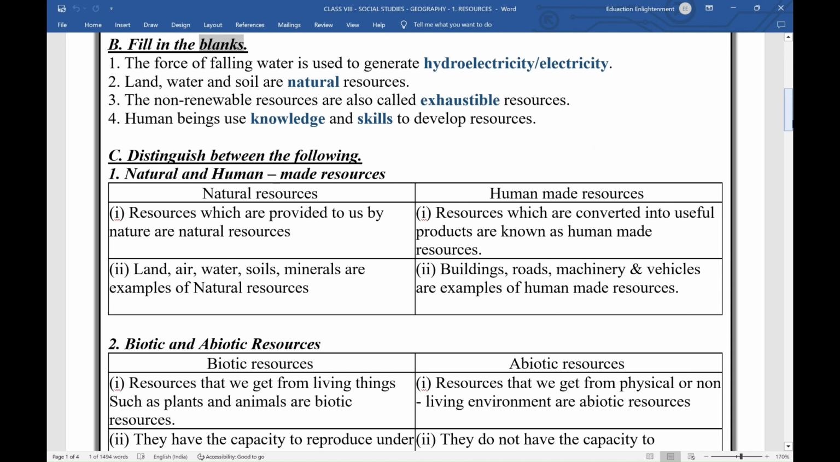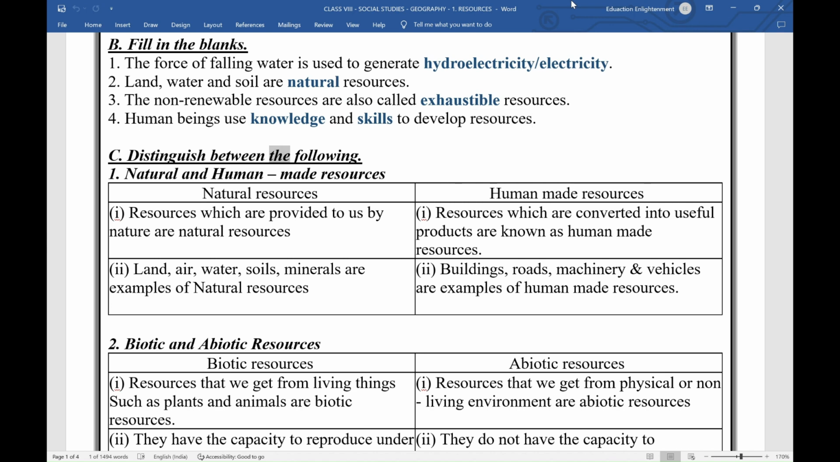B. Fill in the blanks. 1. The force of falling water is used to generate hydroelectricity. 2. Land, water and soil are natural resources. 3. The non-renewable resources are also called exhaustible resources. 4. Human beings use knowledge and skills to develop resources.